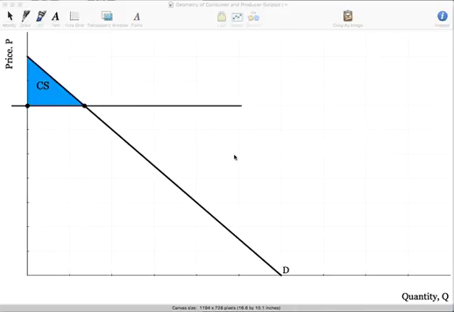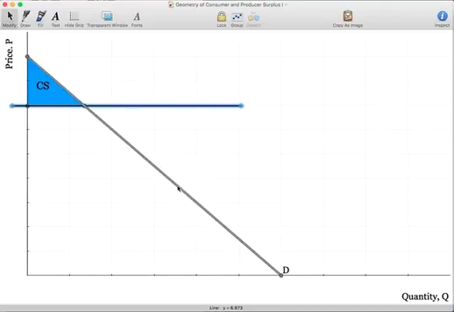So if you remember, consumer surplus is just the area above the price. Right here I have a line that is showing us the price and the demand curve. The area below the demand curve but above the price that is being charged is the consumer surplus, and it is illustrated here by this light blue area. So at the price that I have right there, that is the consumer surplus.